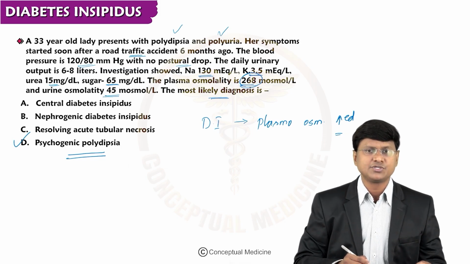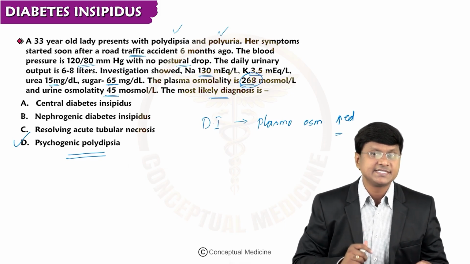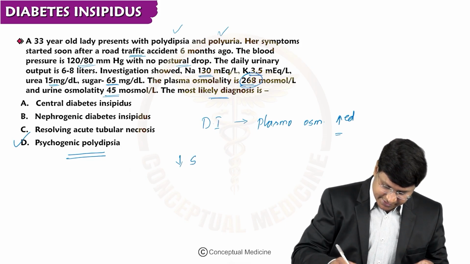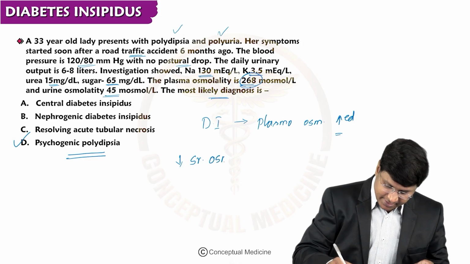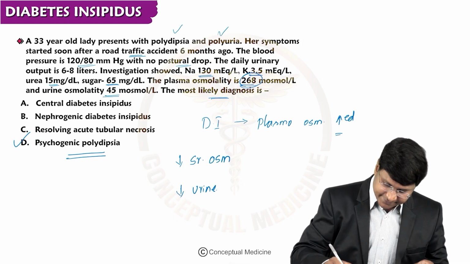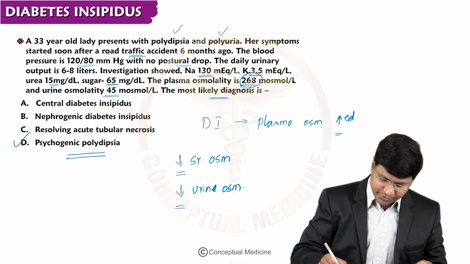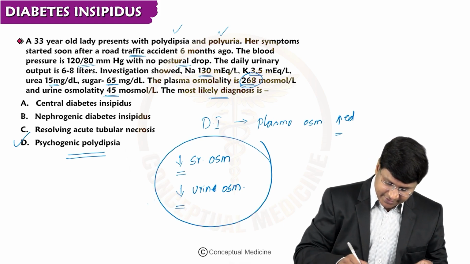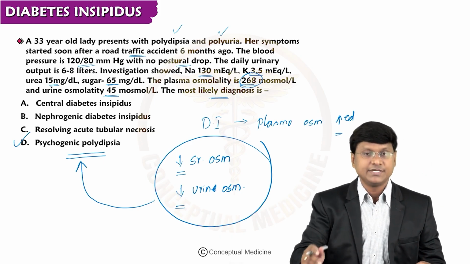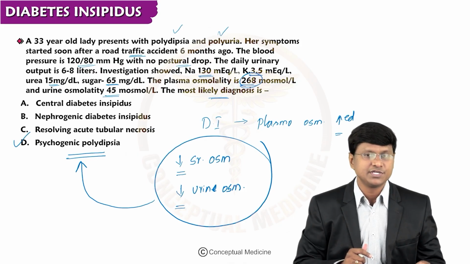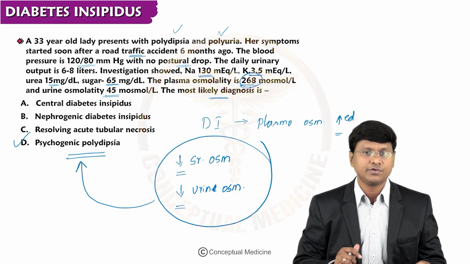But 268 milliosmoles, what is that? It is decreased serum osmolality. So, in this patient, there is a decrease in serum osmolality, and not only that, there is also a decrease in the urine osmolality. So where do you have that? You will have that in patients with psychogenic polydipsia. Now why is that? Why in case of psychogenic polydipsia will you have both of them being reduced? Let me explain.